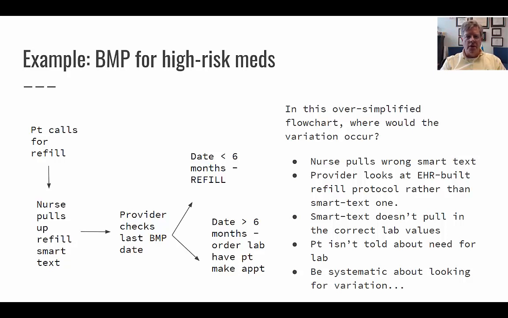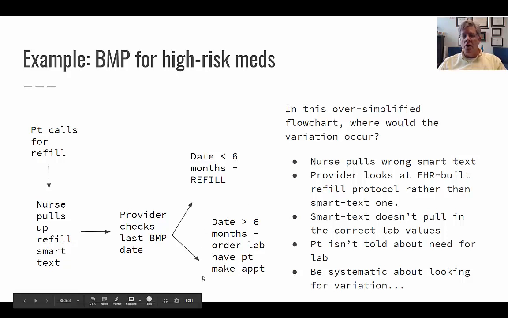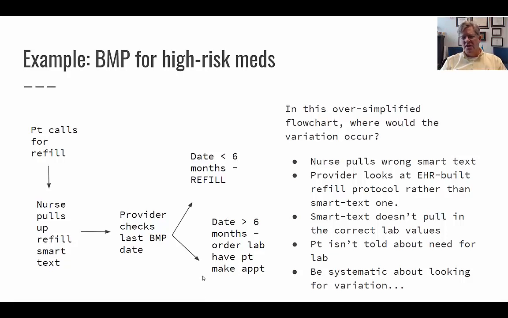So in this overly simplified flow chart here, the patient may call for a refill. I'm going to pull up the pointer here. May call for a refill. The nurse pulls up the refill smart text that they have in the electronic health record, sends the message to the provider, who checks for when the last basic metabolic panel was done. Maybe if that date was less than 6 months, the provider would be fine to order a refill. If the date, however, was more than 6 months, the provider would order a lab and have the patient either make an appointment for the lab or to come in and be seen. So that's a basic sort of flow chart for the process that's focused on this outcome.